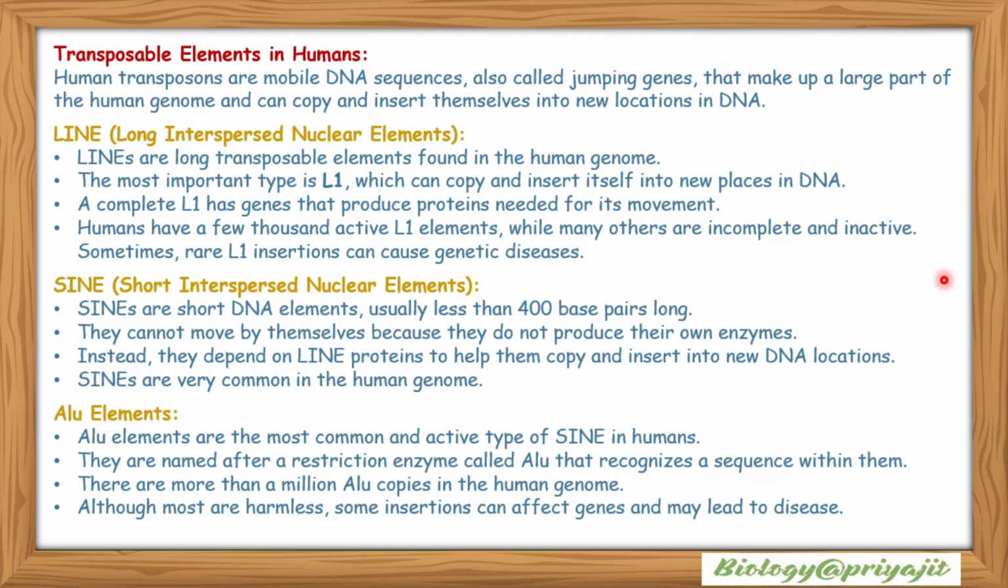Alu elements are the most common and active type of SINE in humans. They are named after a restriction enzyme called AluI that recognizes a specific sequence within them. There are more than a million Alu copies in the human genome, although most are harmless, and some insertions can affect genes and may lead to disease.